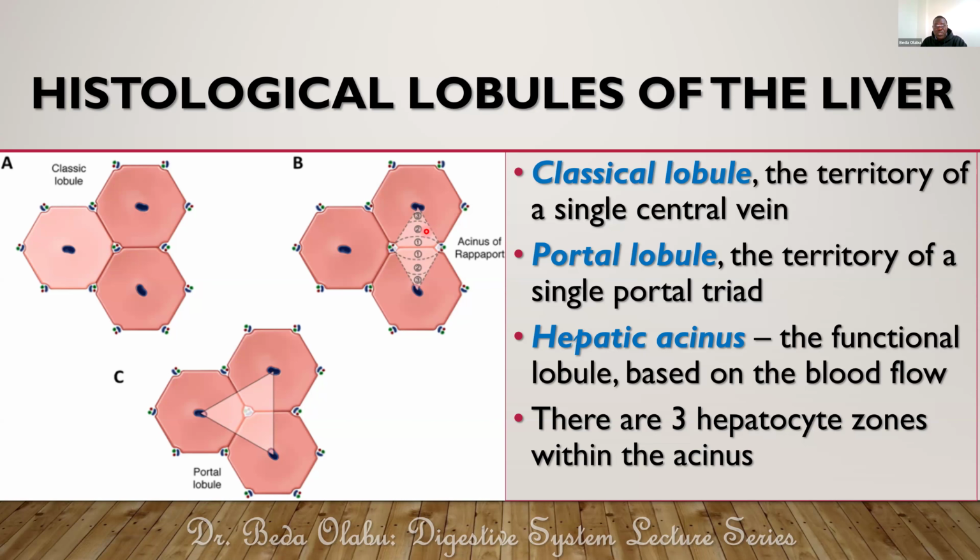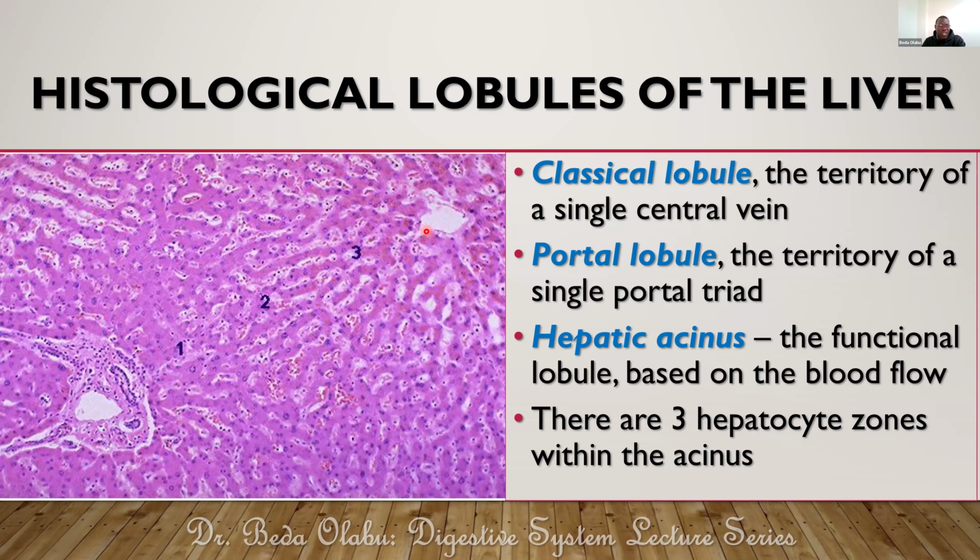So those are the histological lobules of the liver. If you look at it from this view, this is a portal triad, and you can see multiple luminal structures there. And this is a central vein. So zone 1 will be somewhere there, and zone 3 will be somewhere there.